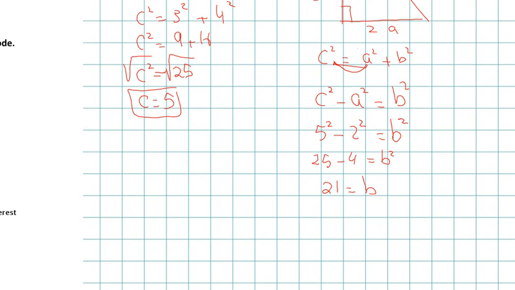So to get rid of the square, I square root, and that would be the square root of 21. You can find that on the calculator. It's going to give you a decimal. For sides, we leave it to 1 decimal place, okay? Unless the question says otherwise. This is our rule. So, sides.